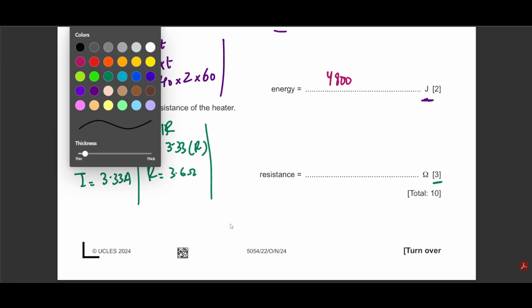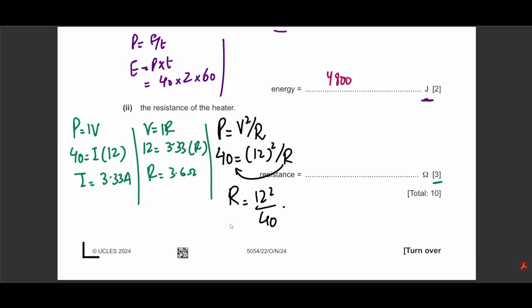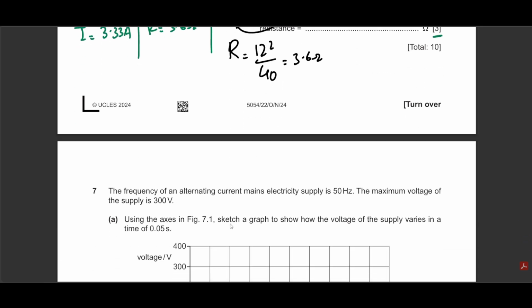Now there's another way to do this, a very straightforward one. I'm not sure why he didn't let you do this one. That will be P equals V squared divided by R. The power is 40 watts, and the voltage at which it is operating is 12, so 40 equals 12 squared divided by R. You bring R to the other side and 40 to the other side. This becomes R equals 12 squared divided by 40. This also gets you 3.6 ohms. If I was in your position, I would be doing this one. It saves time and it's much easier.